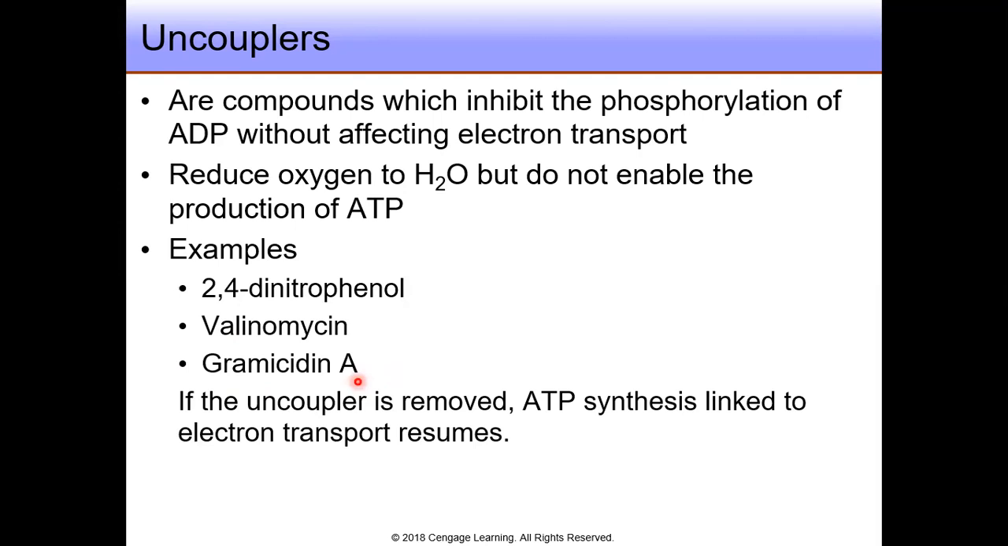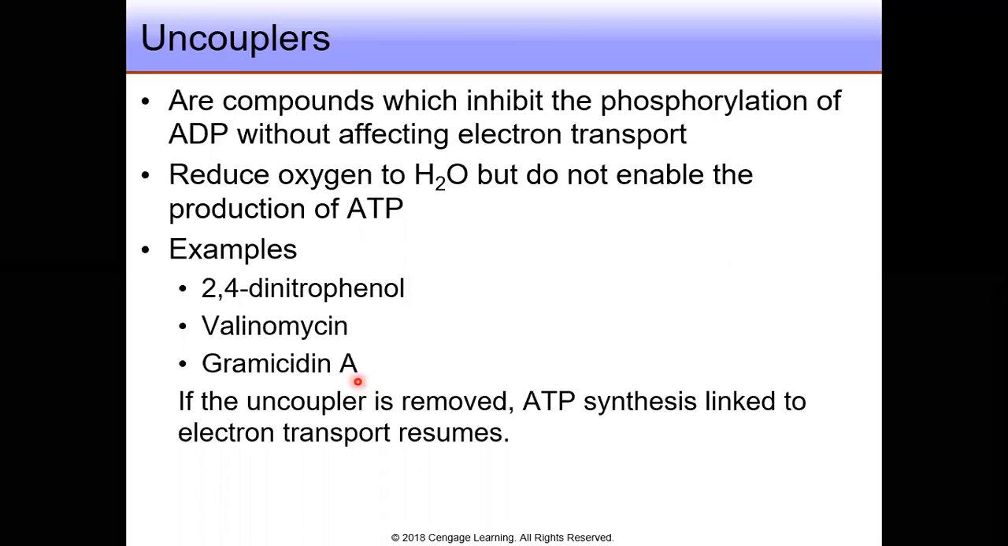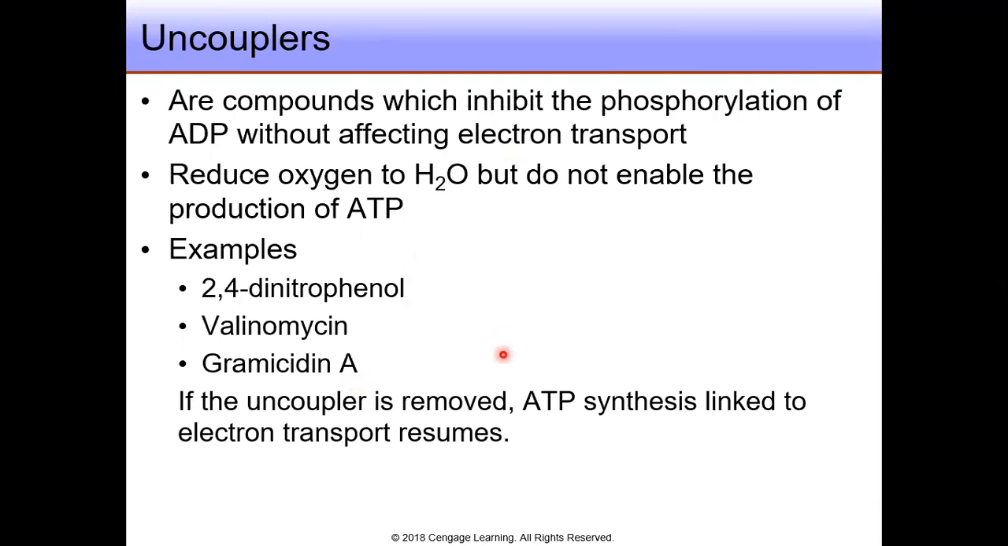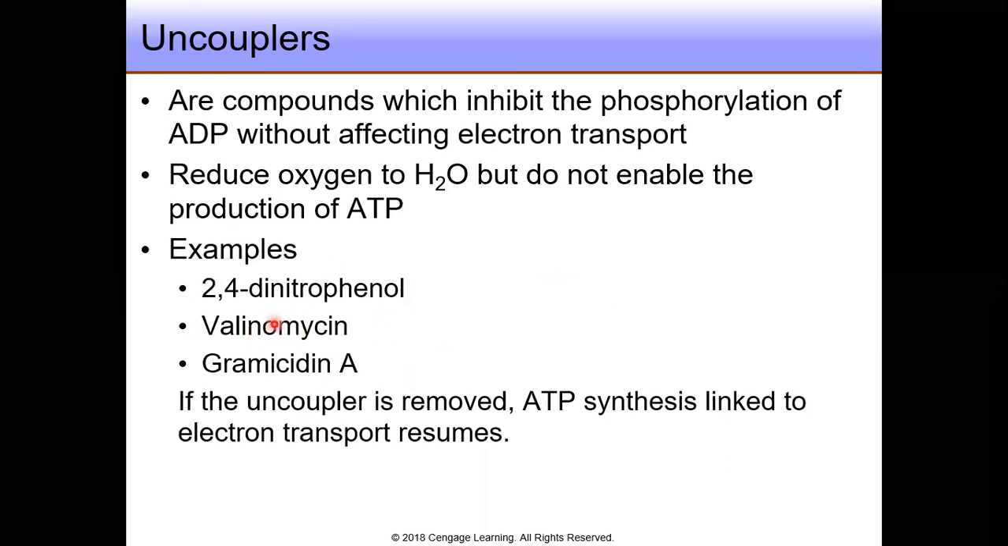Now, when mitochondrial oxidation processes are operating normally, electron transport from NADH or FADH2 to oxygen results in the production of ATP. This is the normal situation. However, when an uncoupler is present, oxygen is still reduced into water, but ATP is not produced. So you uncouple oxidation from phosphorylation. However, the effect of uncouplers is temporary, since if the uncoupler is removed, then ATP synthesis linked to the electron transport resumes.